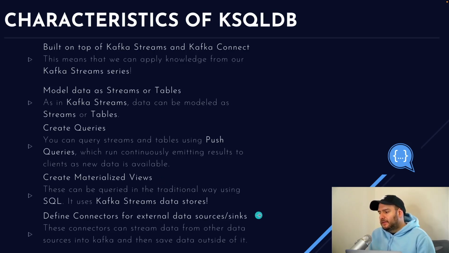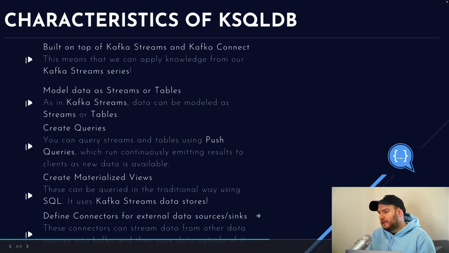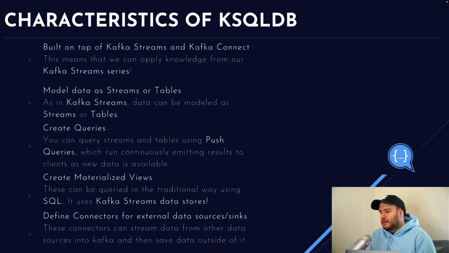And lastly, this is a very, very cool feature that you don't have available in Kafka Streams directly. You can define connectors for external data sources and sinks. This means that you can define a connector for a SQL database or Salesforce or whatever you have externally, or maybe MongoDB. You can create connectors that will take data from those sources and put it into Kafka, and then take data from Kafka and put it into those sources again.